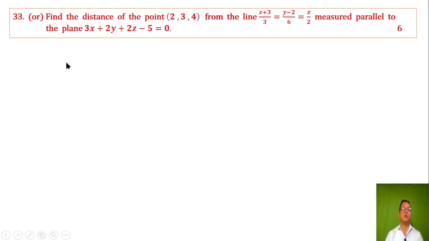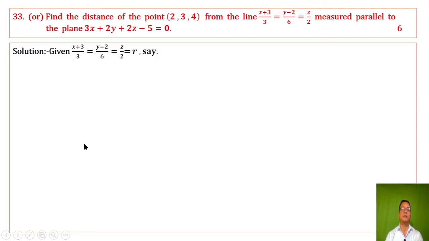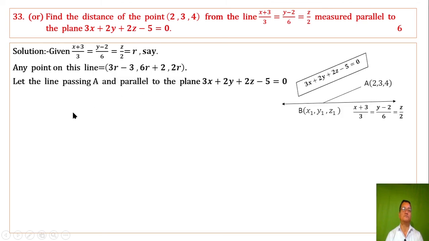Question number 33, or: find the distance of the point (2, 3, 4) from the line this measured parallel to the plane this. Distance of this point from this line measured parallel to the plane this. 6 marks. The given line is this fraction equal to R. Any point on this line is (x plus 3) by 3 equal to R. We have x equal to this. Again, (y minus 2) by 6 equal to R gives y equal to this. Similarly, z by 2 equal to R gives z equal to twice R.